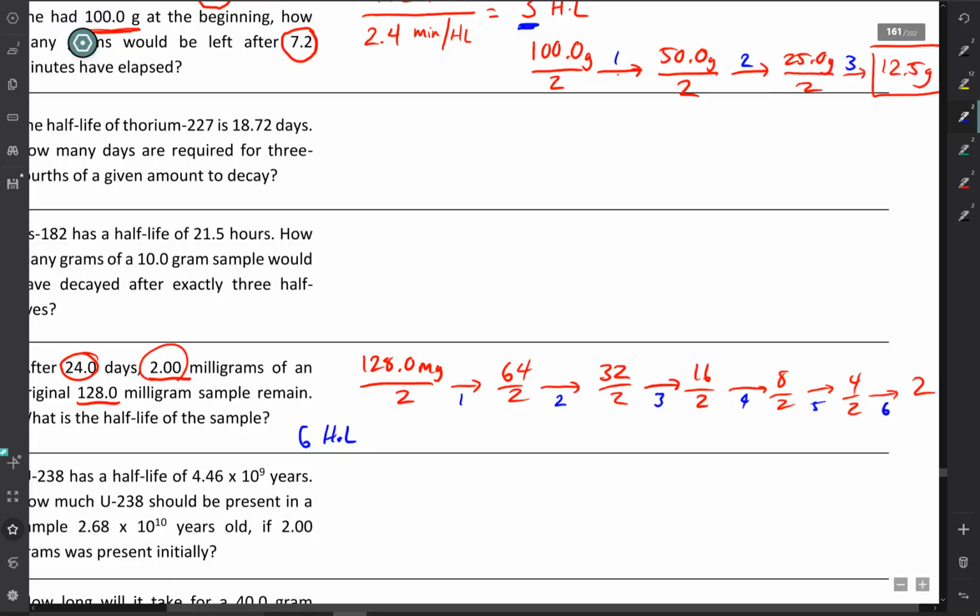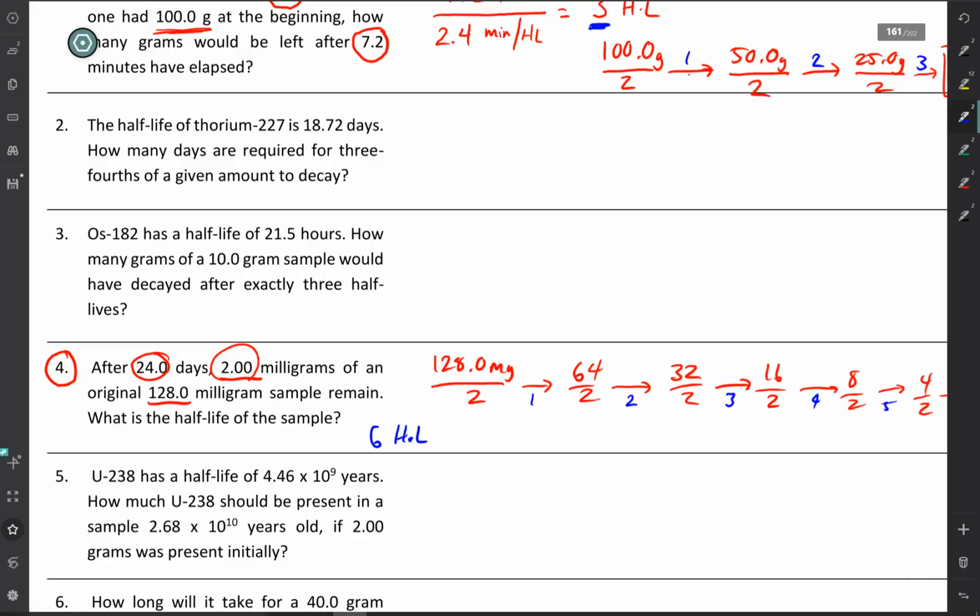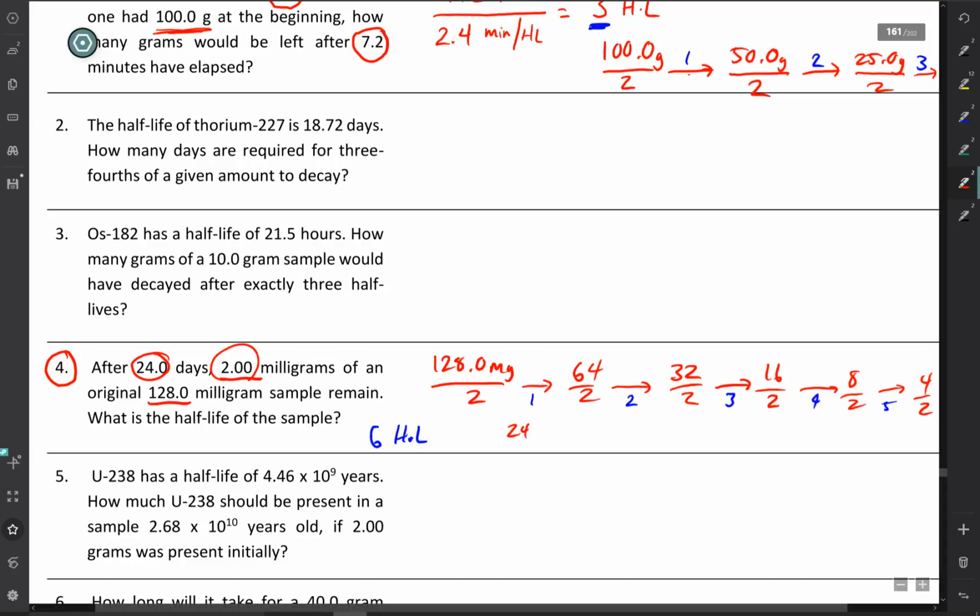So I know 6 half-lives have passed and a total of 24 days have elapsed. So I'm trying to figure out what the length of the half-life is for a sample. I'm guessing you probably know how to do this, but just to make sure we're all on the same page, I've got 24 days. I've undergone 6 half-lives. Hopefully the math here is not too complicated. That gives me 4 days per half-life. And that's it.